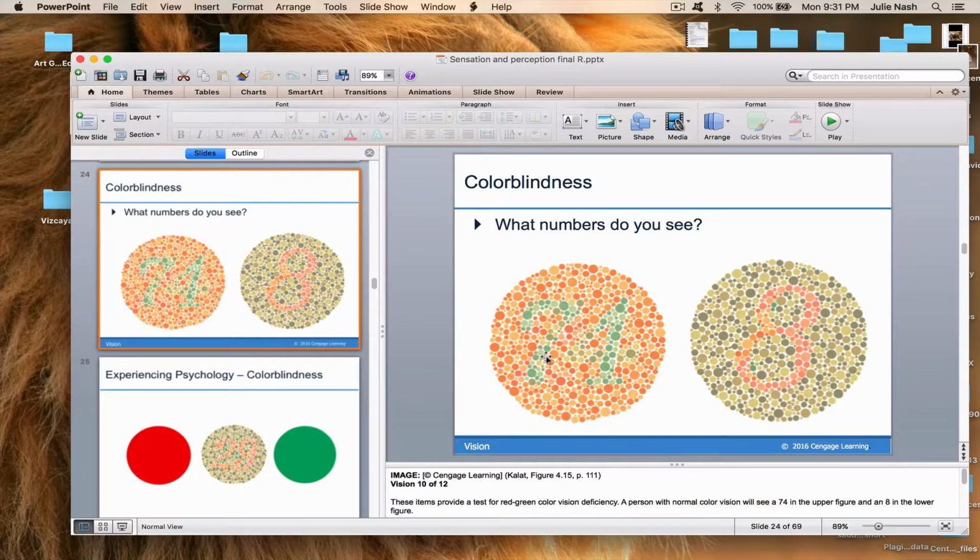If they don't have the neurons that respond and fire and give the information of green, then they won't see the number in here that you see. Because you have the vision for both, if you're not colorblind, you should see the number in here, which I think from what I'm looking at is 74. Okay, and over here it's the opposite. If you don't have the perception of red, then you would only see a green circle here. You wouldn't see the 8.